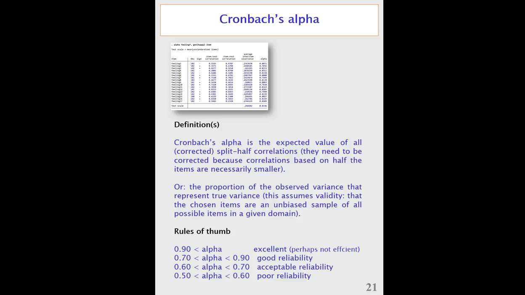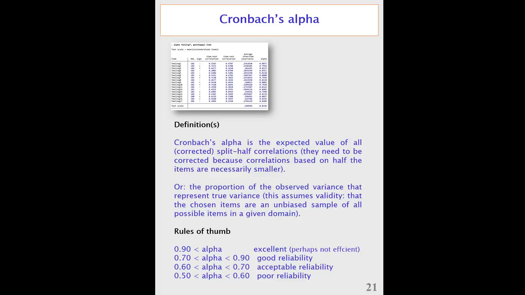What I could do is, if I have 17 items, split them into a group of 9 and a group of 8. I do that in all possible ways, and I calculate the correlation between the two groups for all the splits that I can create. And that number I average out. And that is the 0.82 that you see over there.